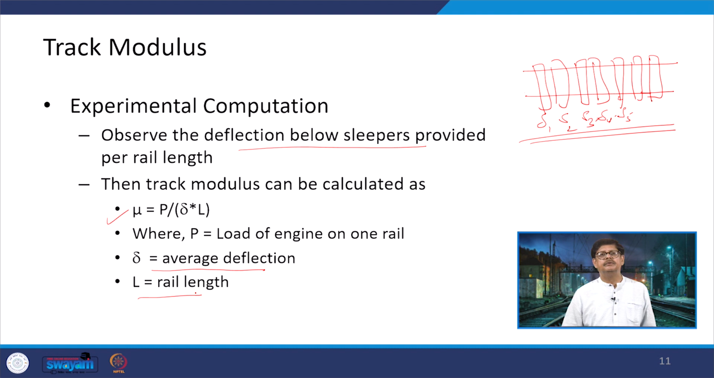L is the rail length and P is the load which is coming on one rail. Because there is a rail here, and a rail section here, and we have an axle with a wheel combination at this point and a wheel combination at this point. Whatever load comes on the axle as P will get distributed on both sides, and this will be P by 2 here and P by 2 on the other side. That is why we are taking it in that form. We said that it is on one rail. So, this track modulus is P divided by delta into L.